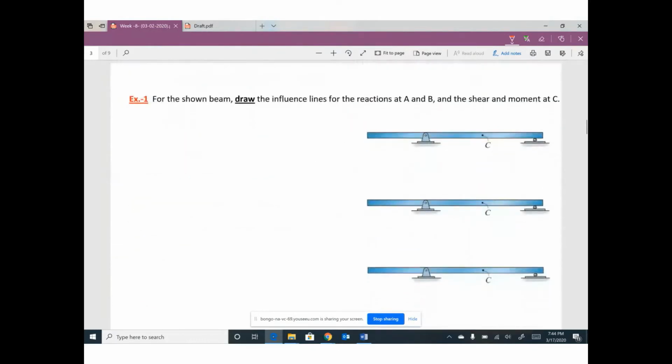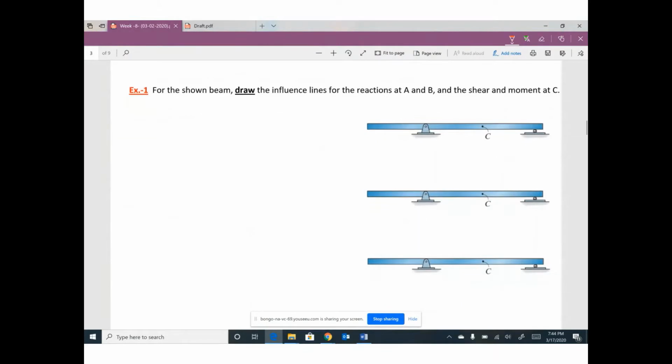We have a new example here, a simply supported beam called A, B, C, and D. We would like to draw the influence line for reaction at A and B, and we would like to draw the influence line for shear and moment at C.